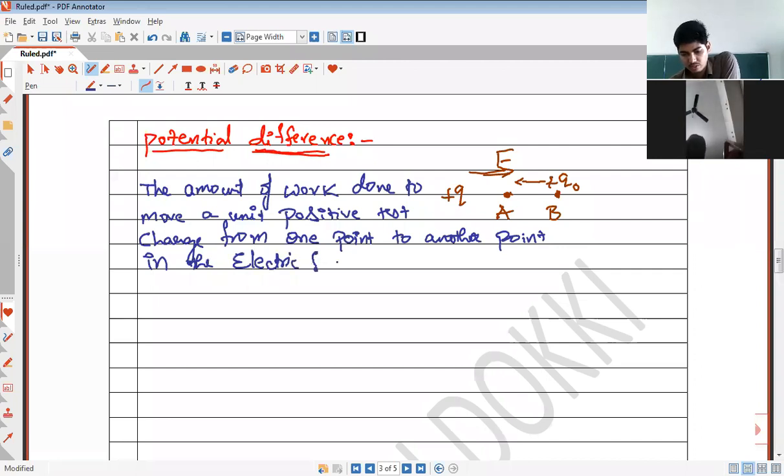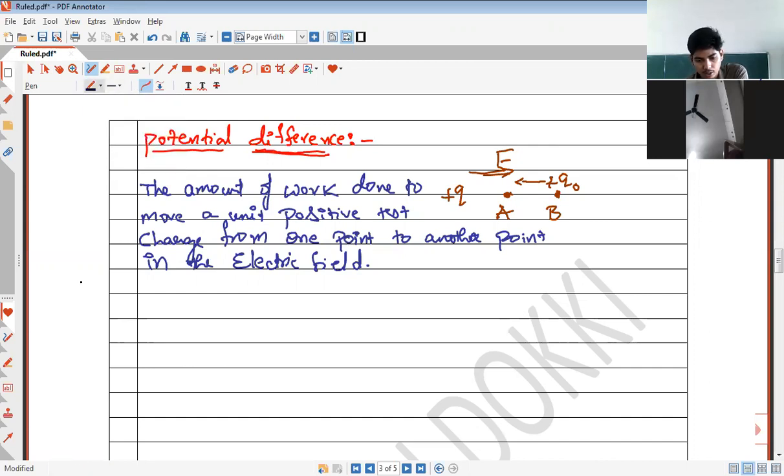So inside the electric field, if you want to move a charge from one point to another point, you have to do work. That work done to move a test charge from one point to another point in the electric field is called potential difference. Right?